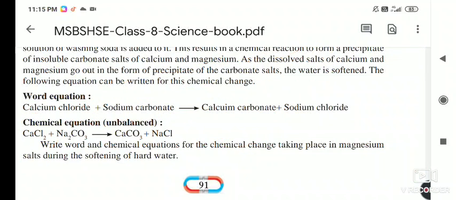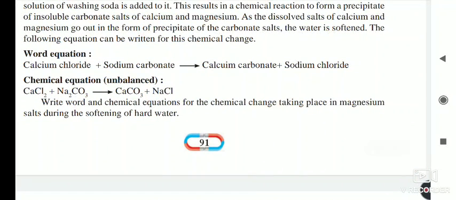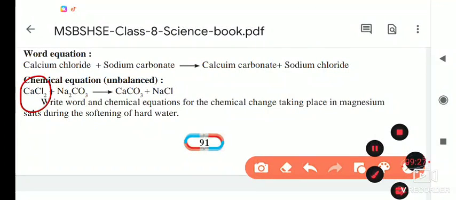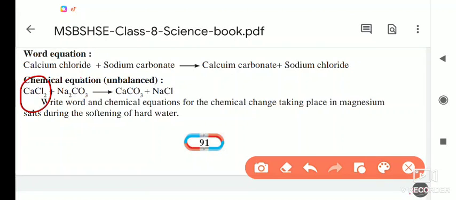And here is the chemical reaction given: CaCl2 plus Na2CO3. CaCl2 is calcium chloride. When we add sodium carbonate, that is washing soda, it forms calcium carbonate, CaCO3, and sodium chloride, that is NaCl.